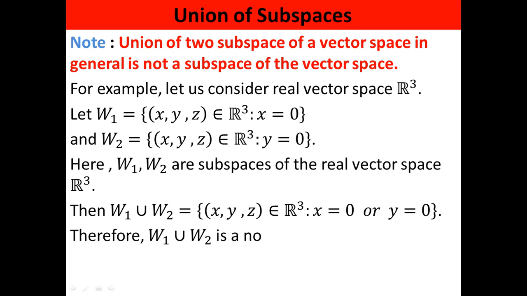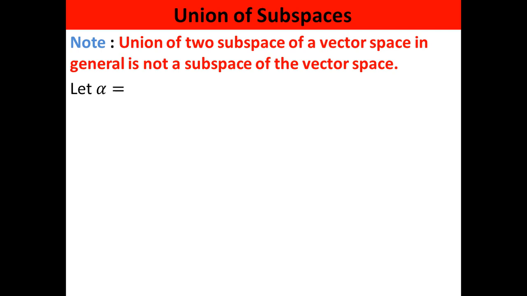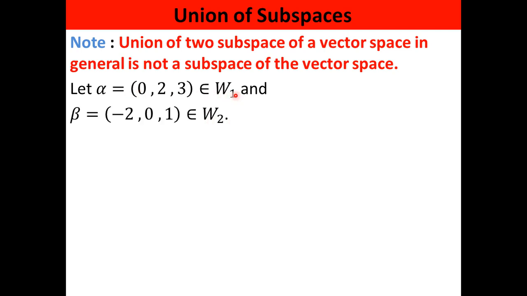Therefore, W1 union W2 is a non-empty subset of R3. Now, let alpha equal to (0, 2, 3). Since the first component is 0, alpha belongs to W1. And beta equal to (-2, 0, 1). Since the second component is 0, beta belongs to W2. So alpha belongs to W1, so alpha belongs to W1 union W2. And since beta belongs to W2, it must belong to their union.